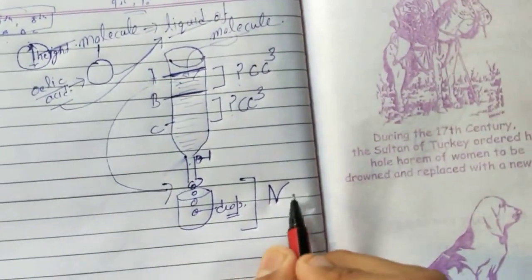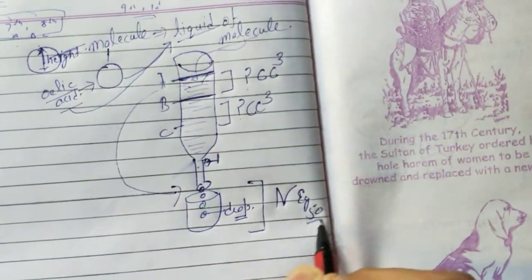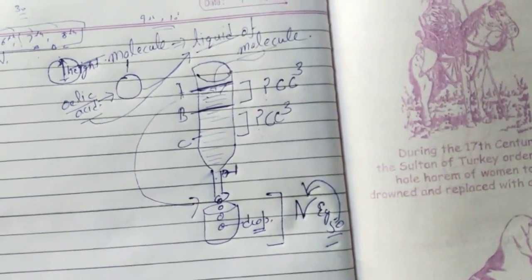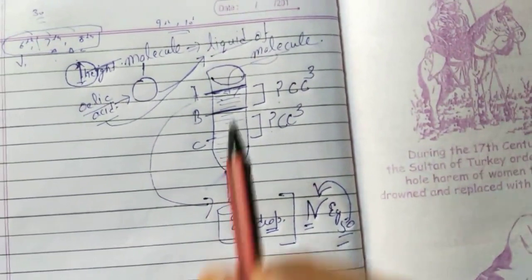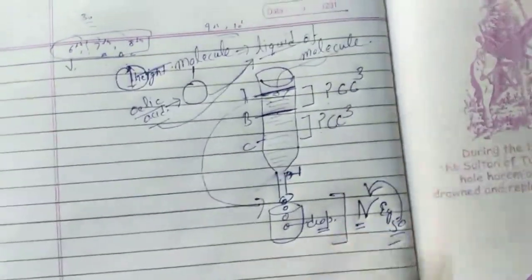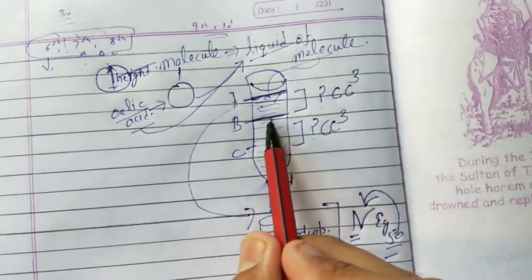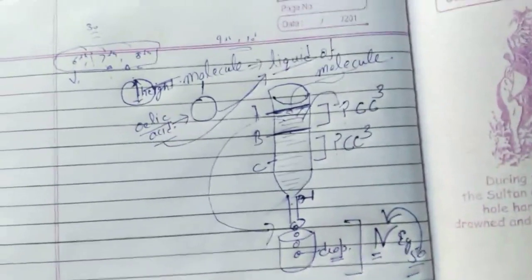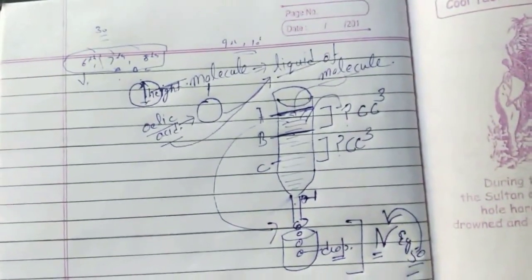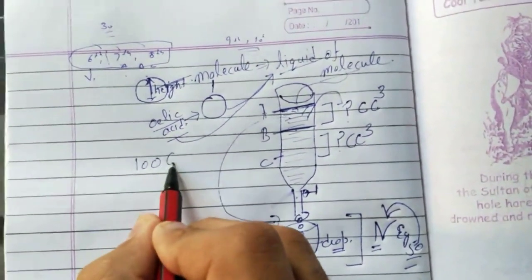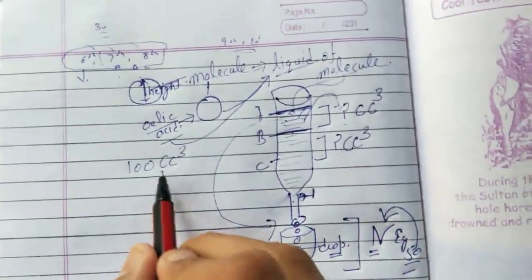Suppose n number of drops has fallen. Suppose, for example, 50 drops have fallen. You are considering that as an integer n. Suppose n number of drops have fallen when the volume of liquid has moved from A point to B point. You know the amount of this volume because all the marks are present on the burette. Suppose this volume from A to B is 100 cc, cubic centimeter.